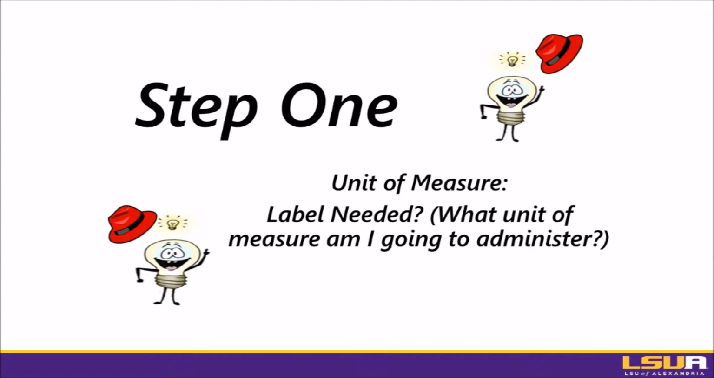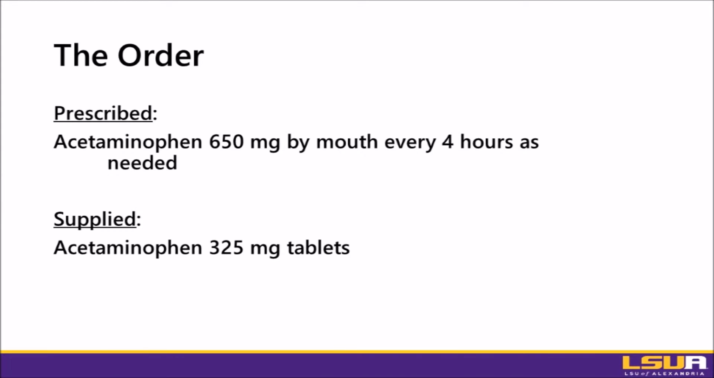Step 1. Unit of measure. The first step is always to determine the unit of measure that is needed based on our order. We will begin with what is prescribed. For this example, acetaminophen is prescribed 650 milligrams by mouth every 4 hours as needed. Supplied to you is acetaminophen 325 milligrams in 1 tablet. Now follow the whiteboard example before we continue.